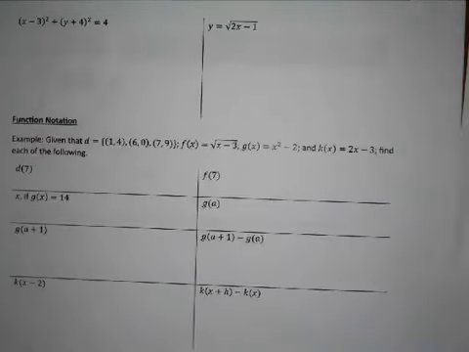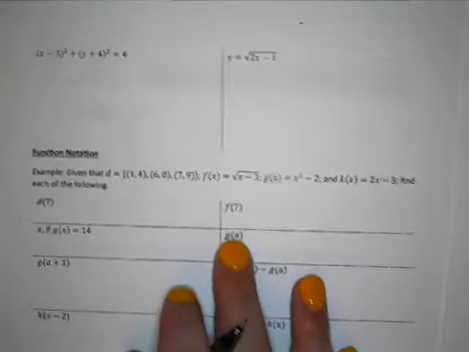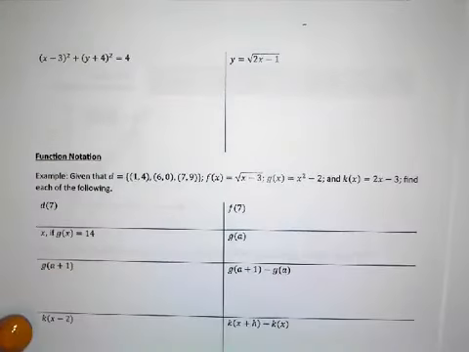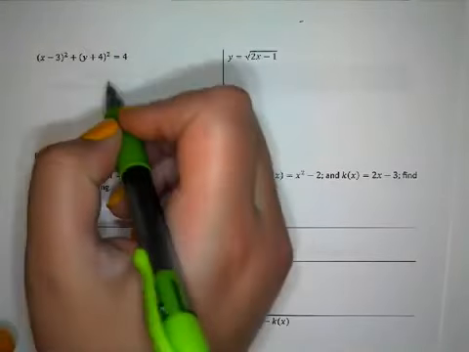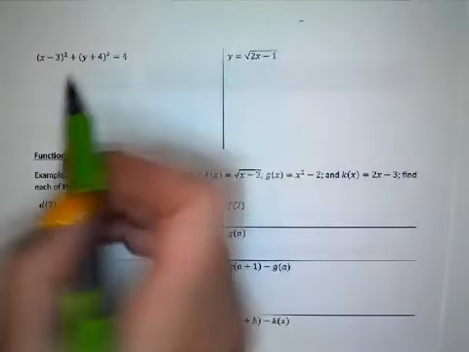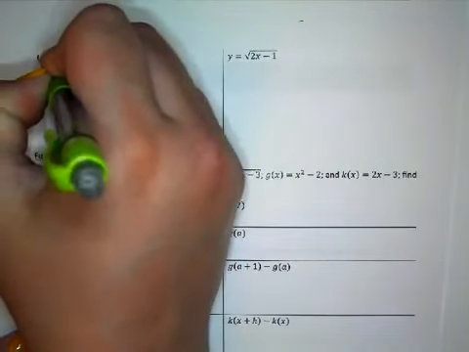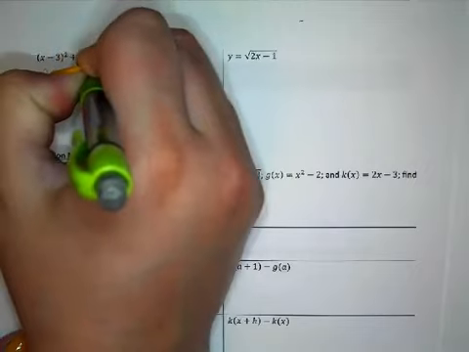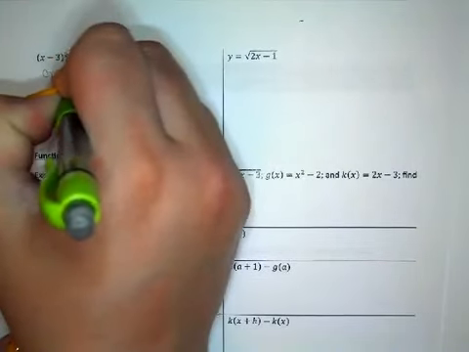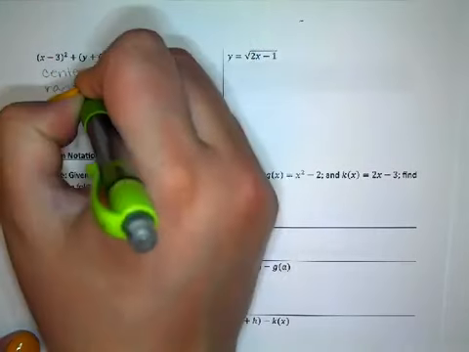Okay, this next one is a circle. It wasn't on the list because it's not a typical parent function. It's not a function, that's why. But we can think about what the graph of a circle would be, and then think about what x's and y's are involved. So this circle has a center at 3, -4, and it has a radius, the square root of 4 is 2.